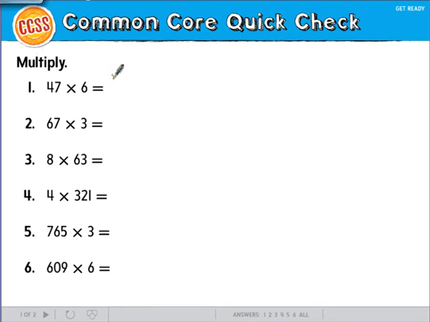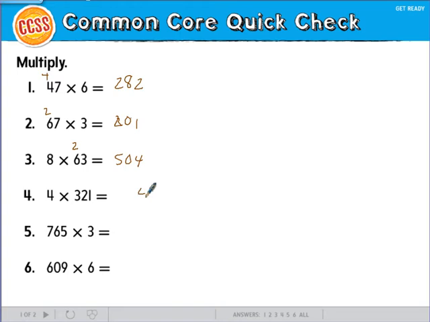All right. Let's check our work. 7 times 6 is? 42. 24 plus 4? So that's 282. 3 times 7? 21. 3 times 6? 18. Plus 2? 20. 8 times 3? 24. 8 times 6? 48. Plus 2? 50.